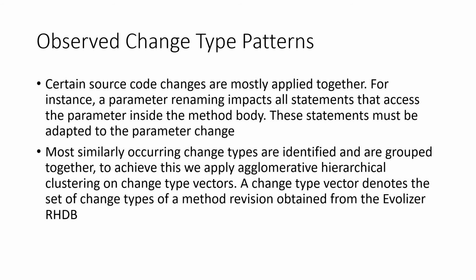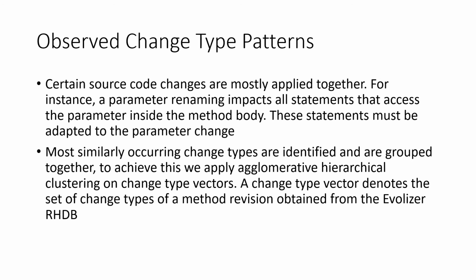Change type patterns. Here, the source code changes are mostly applied together. For example, if there is a parameter and we rename that parameter in the method body, this will affect all the statements that reference the parameter. So these statements must be adapted to the parameter change. A change type vector also denotes the set of change type method revisions which is obtained from the Evolizer.